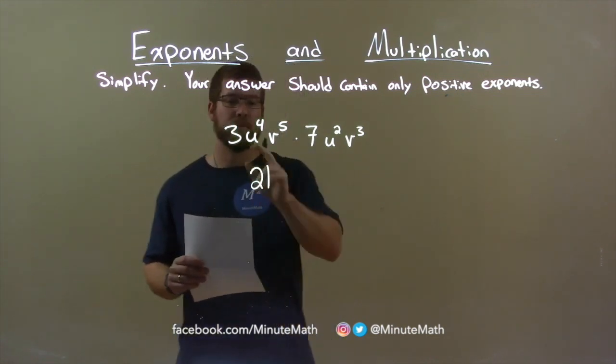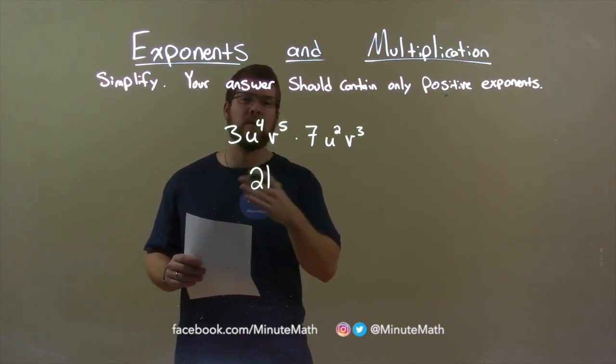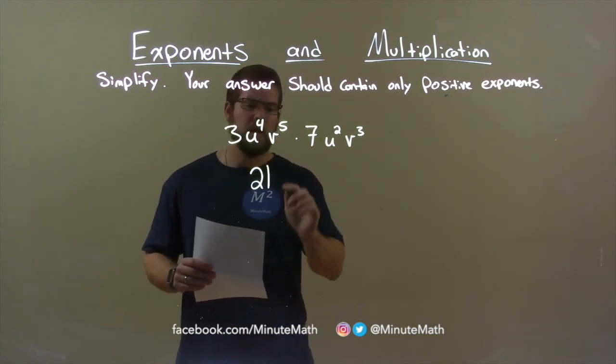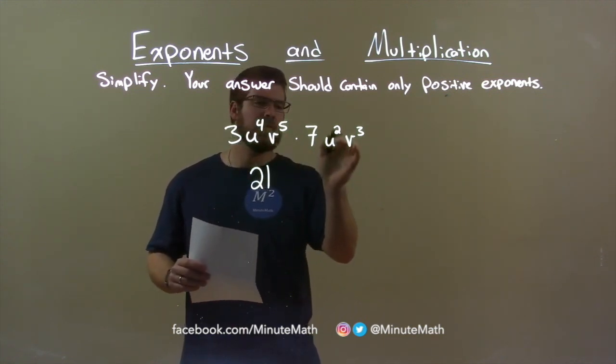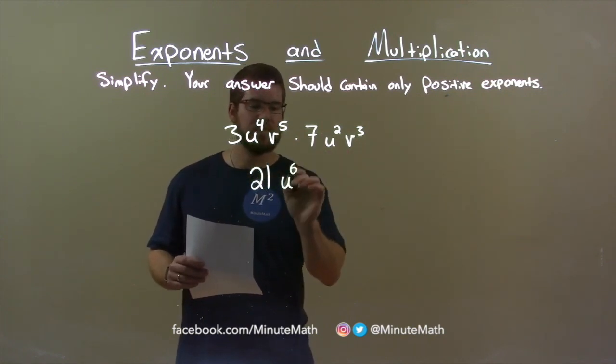Now, the variables. U is the first one I see, and we multiply variables only by their like terms. So u's get multiplied to u's, and when we do that, u to the fourth times u squared comes out to be, well, we add the exponents when it's multiplication. 4 plus 2 is 6.